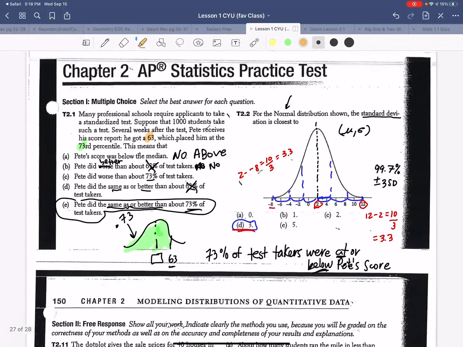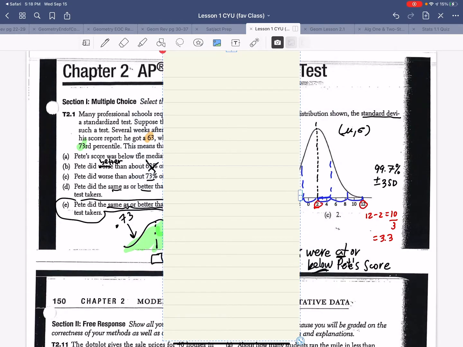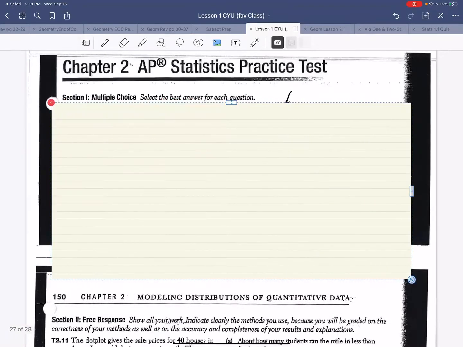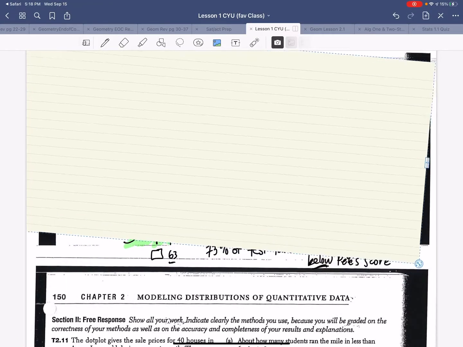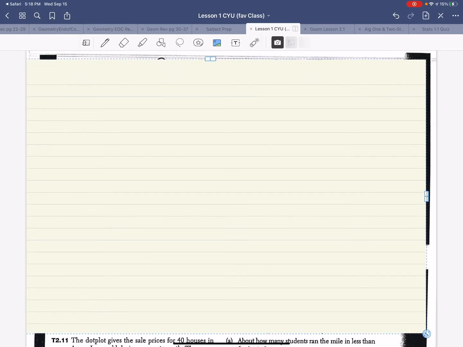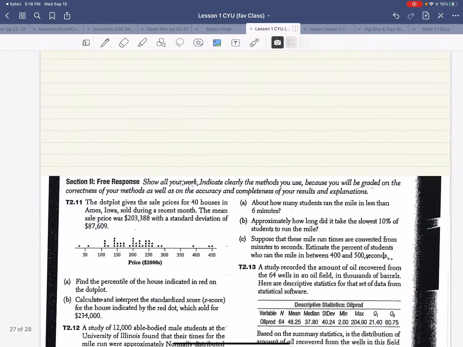All right, so I'm gonna pull in, and I hope you do too, just some extra paper here. So I'm just gonna cover up some problems just so we have some room here to work. And yeah, stretch that out here. Okay. And the first question is 2.11.